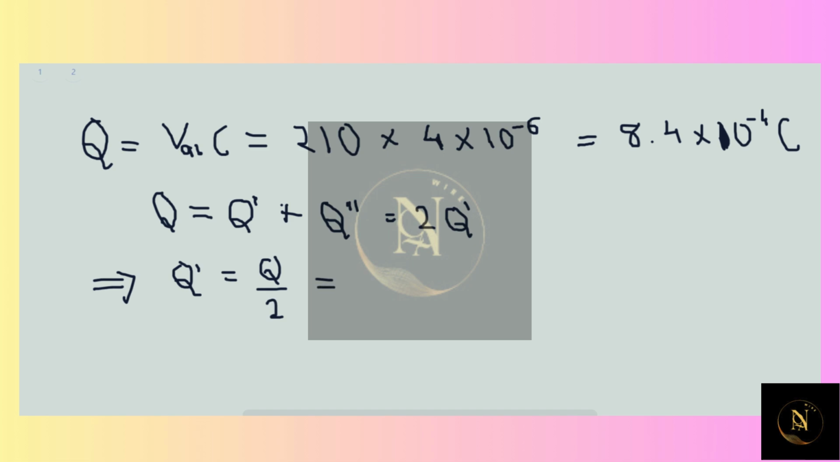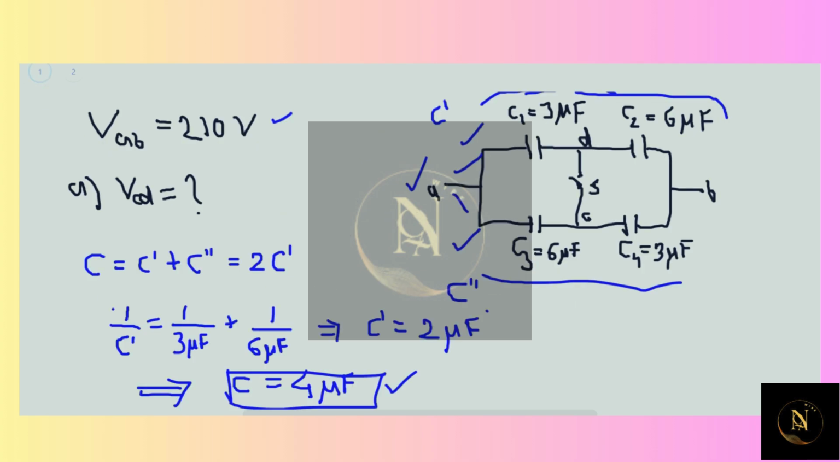If I find this, it's going to be 4.2 times 10 raised to -4 coulomb. So this is the charge in each branch, or I can say this is the charge on each of the capacitors. Now, having found the charge on each of the capacitors, I can find the voltage at point C.